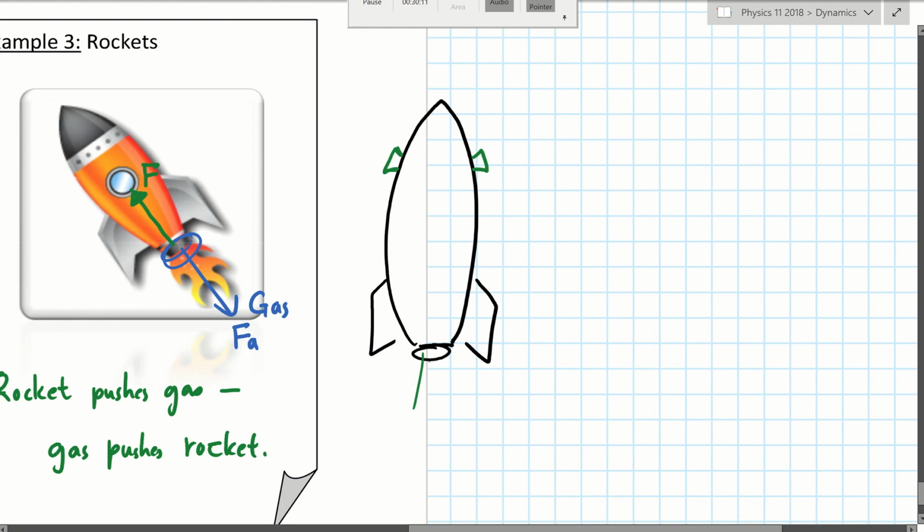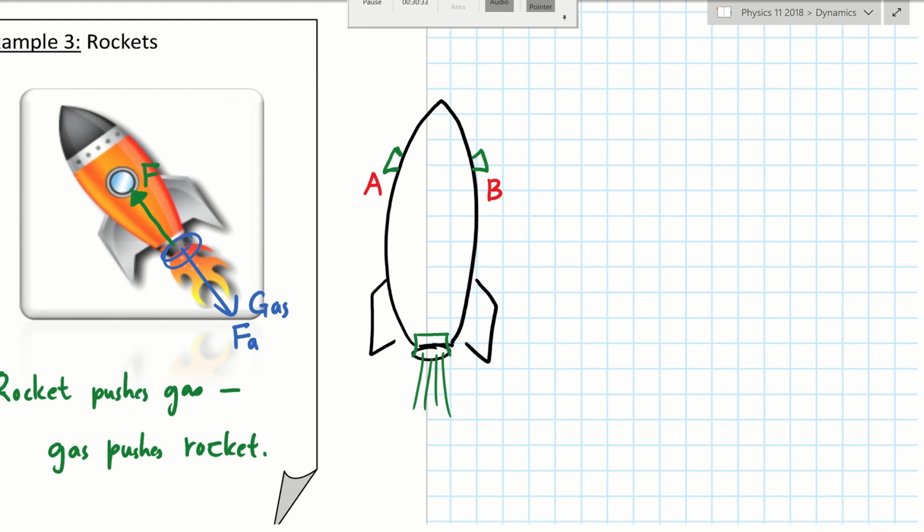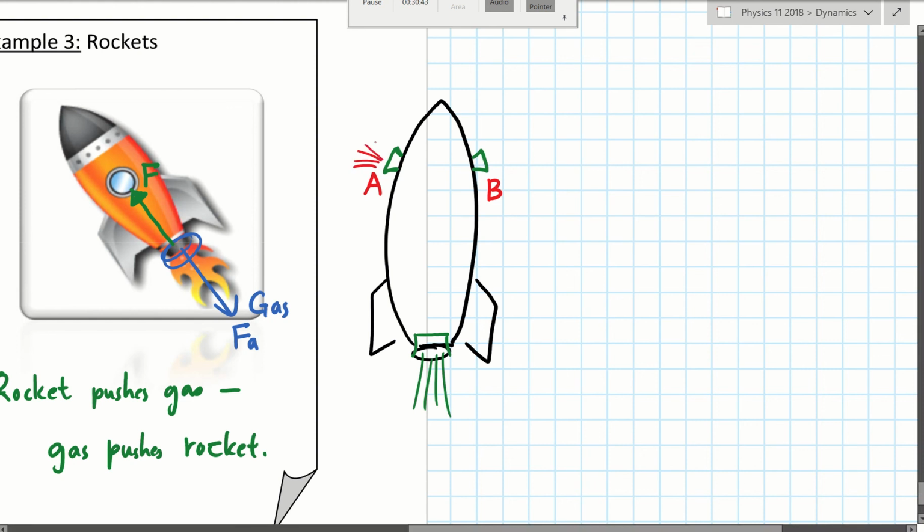So it shoots out gas not from the bottom only. It also shoots out gas from the top sometimes. So for example, if I would like to turn, let's say this is a little rocket A and this is a little mini rocket B. If I want the rocket to turn right, which way should I fire the rocket? A or B? If I want the rocket to turn right, I'll actually fire rocket A to the left hand side.